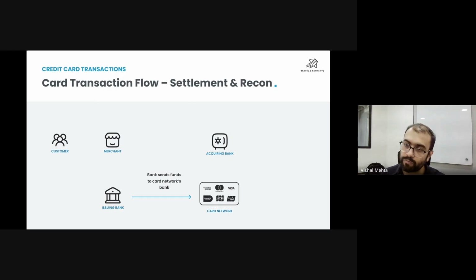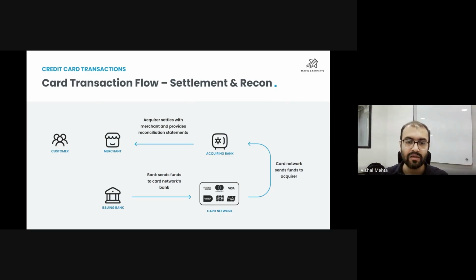But remember, in the open loop, Visa and MasterCard are not banks. They don't have licenses in most places to be a collector of funds. So Visa and MasterCard will have their own merchant banks. They will tell the issuing banks to please send these funds to a particular network bank, and that is how the acquiring bank will receive that particular settlement amount.